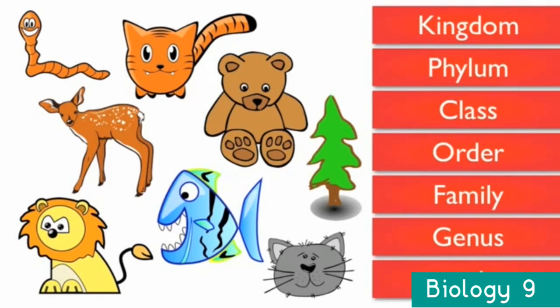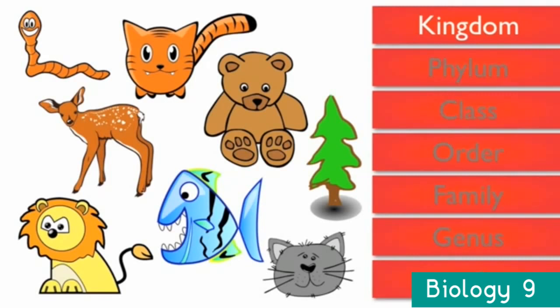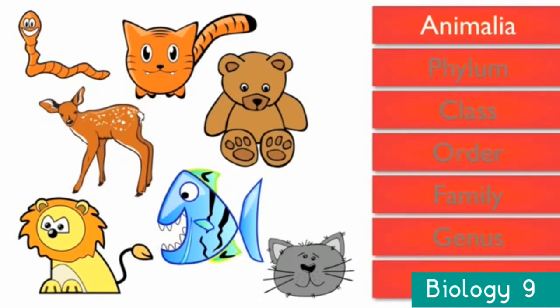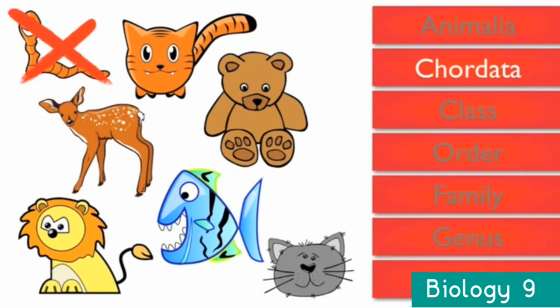A lion belongs to the kingdom Animalia, a group that includes all animals. So in our group of organisms, the tree would not fit into this grouping. The phylum that the lion fits into is called Chordate. This is a group that includes everything with a backbone. The worm would be eliminated from our group because of its lack of a backbone.